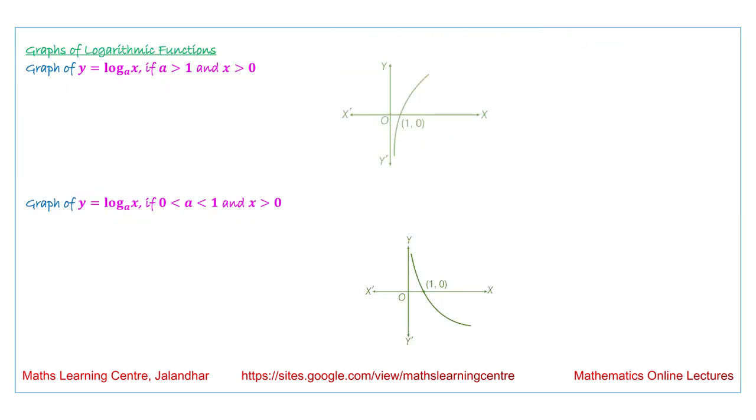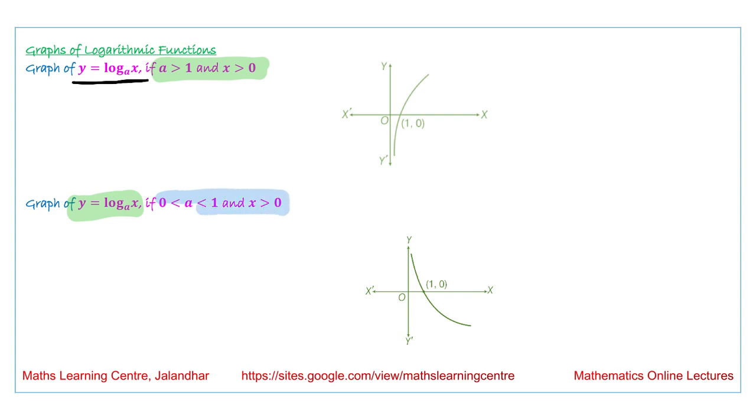So next topic we have is graphs of logarithmic function. The first graph we have is for the function y is equal to log x to the base a, and the condition we have over here is that a is greater than 1 and x is greater than 0. And the second graph we are talking about is y is equal to log x to the base a, but the condition over here is different.